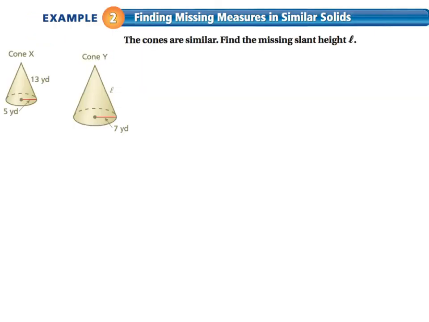Example 2. The cones are similar. Find the missing slant height L. We just set them up as a proportion. So we could do radius of cone X, which is 5, divided by radius of cone Y, which is 7, equals slant height of cone X is 13, slant height of cone Y is L.